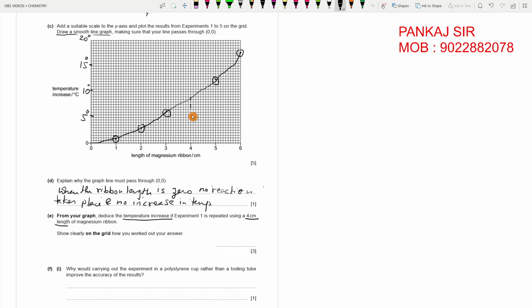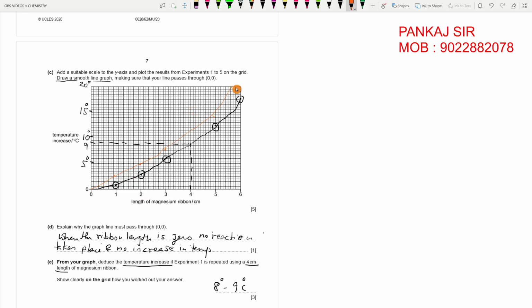Okay. So that is why the accuracy will be more. Next question is, sketch on the grid the graph you would expect if the experiment was repeated using a polystyrene cup. So if a polystyrene cup was used, then for every length on the x-axis, the temperature would have been slightly higher for every point. So my graph would have been something like this.